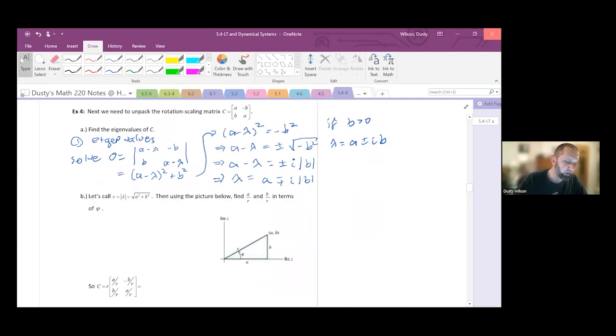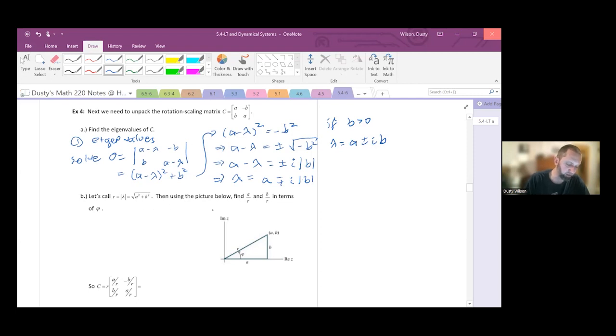So we started with this matrix A minus B, B, A, which I'm claiming is a rotation scaling matrix. And so far what we've discovered is that lambda, the eigenvalues, are A plus or minus iB. So next up, I want to try to understand where theta, or an angle, fits into all this. So let's call R the absolute value of lambda, or the modulus of lambda, which would be the square root of A squared plus B squared.